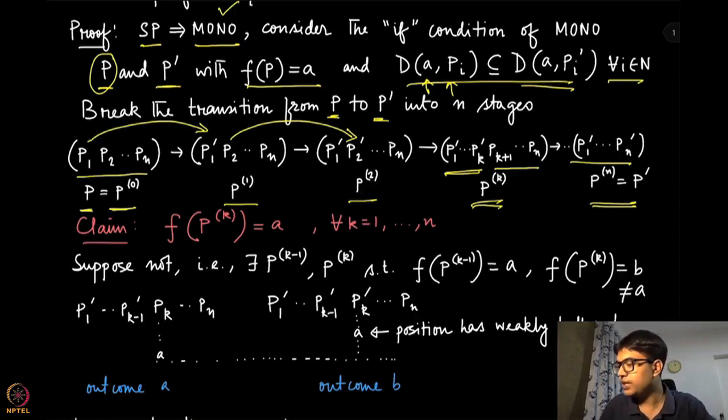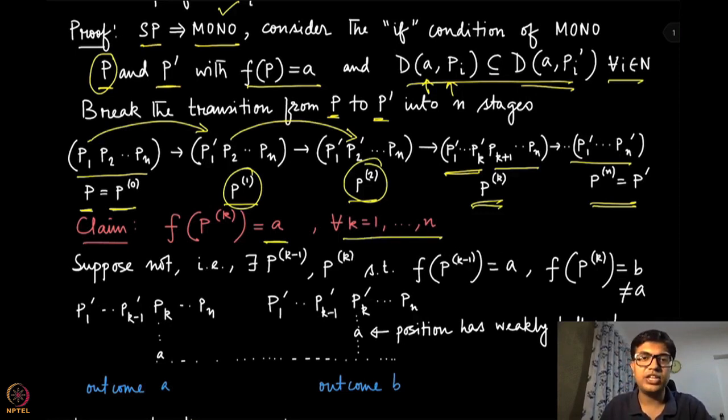Now we claim that in each of these intermediate stages the outcome is going to be A. The intuition is very clear. If it does not hold, if there exists any intermediate stage where the outcome changes, then we can create an instance where it is beneficial to manipulate for some of the agents. So we are going to prove it by contradiction.